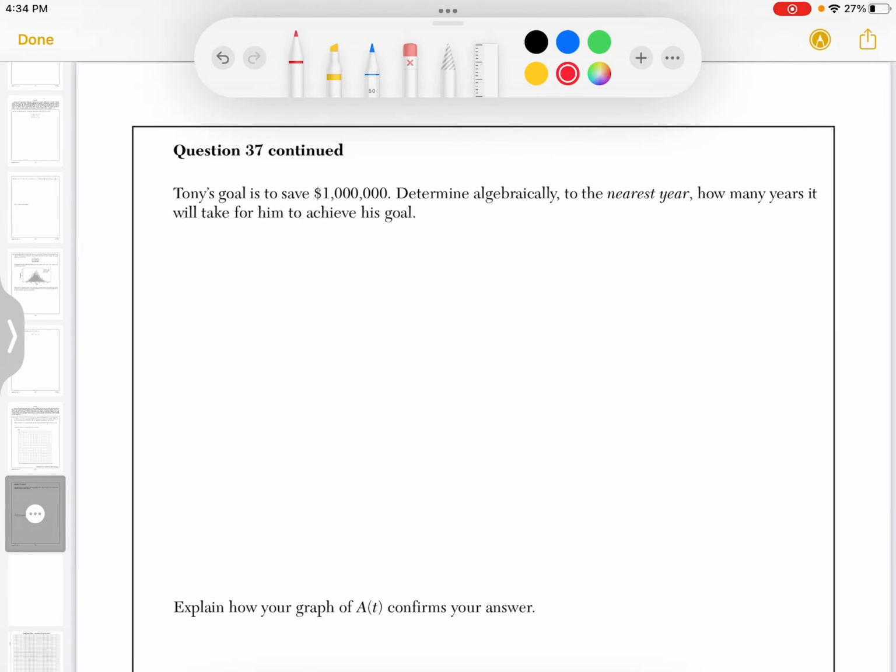So Tony's goal is to save 1 million. Determine algebraically to the nearest year how many years it will take to achieve his goal. So what I'm going to do first, just so I have it, is copy this equation from the part A above, or on the last page I should say. 1.07 to the t.